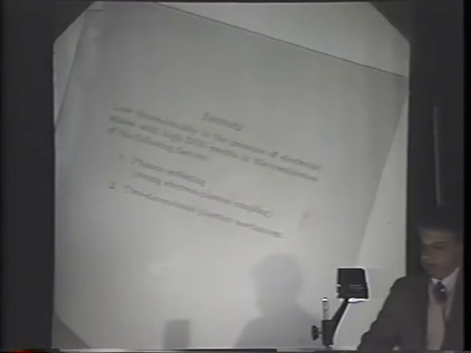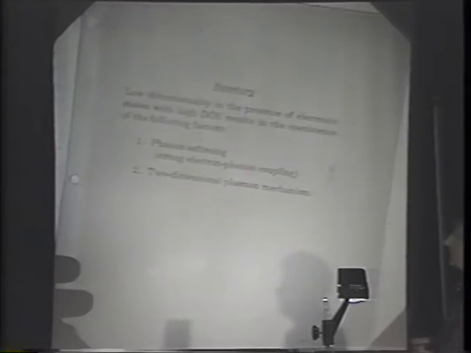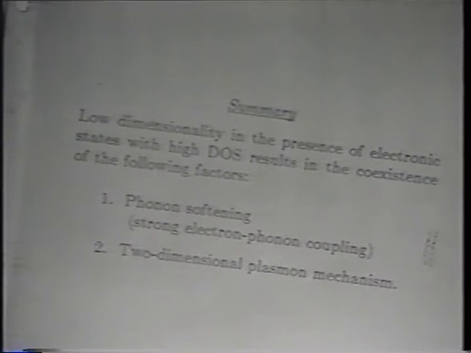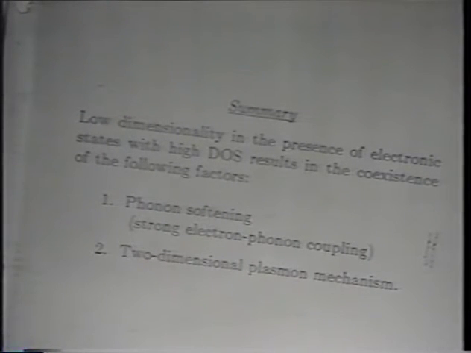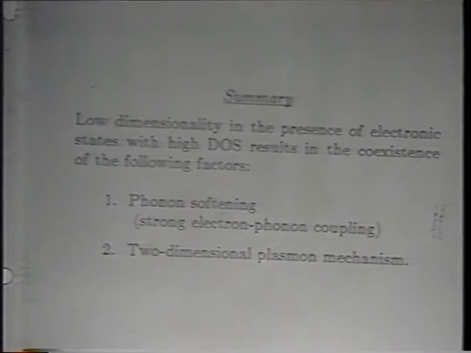Okay, now I'd like to give a summary. Low dimensionality in the presence of electronic states with high density of states results in the coexistence of two factors. The major factor is phonon softening, and as a result, strong electron-phonon coupling. And second, the two-dimensional plasmon mechanism. Both of them make this difference we know, and they provide high Tc superconductivity in these materials. Thank you.